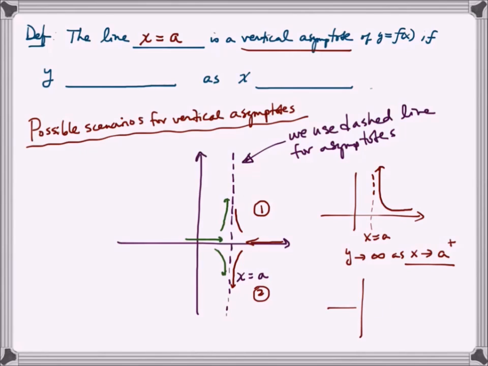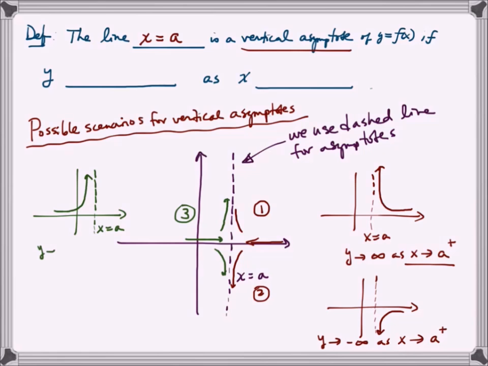In the second case here, we could have a scenario where the function value approaches negative infinity as x approaches a from the right. In the third case here, we might have a picture that looks like this, where the y value goes to infinity as x goes to a from the left. We use the negative sign here to indicate approaching from the left. In the fourth scenario, we have, for example, a picture like this, where the y value goes to negative infinity as the x value approaches a from the left-hand side. Note that in this case y goes to negative infinity as x goes to a from the left.